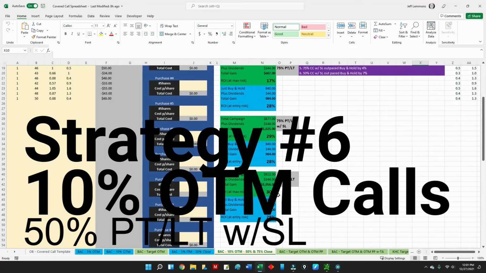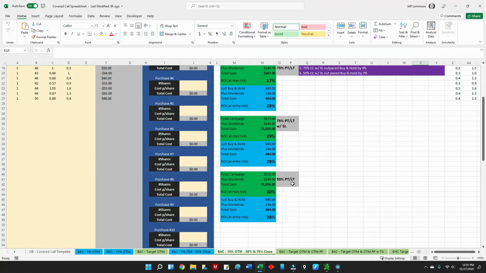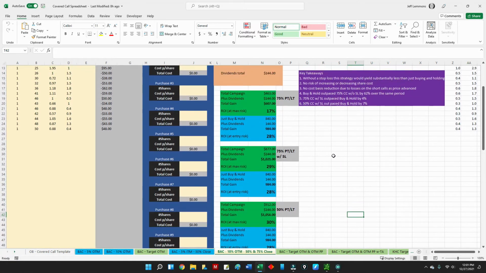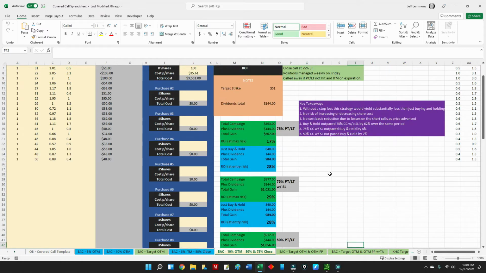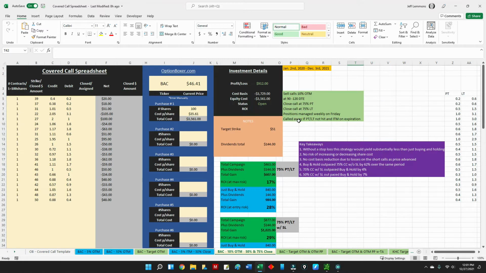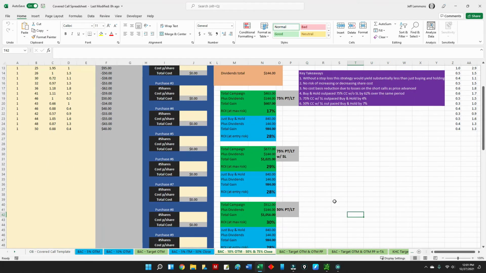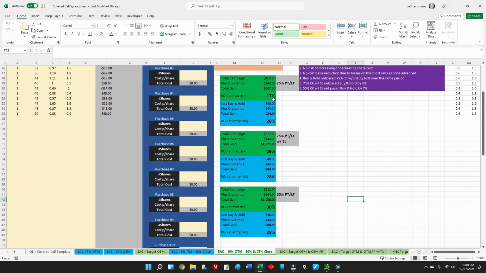And I also took a look at it if I did this using the stop loss parameters again, with a 50% profit target and a 50% loss target, and you can see the return on investment would have been 30%. So those stop losses would be critical if you were going to approach the covered call in this way, where you wanted to close the call at a certain profit target or a certain loss target. Those profit target orders and those stop loss orders would be paramount to seeing a better return on your investment.